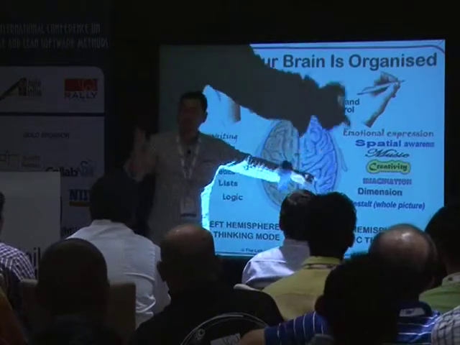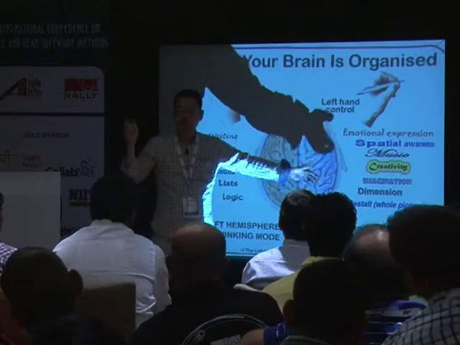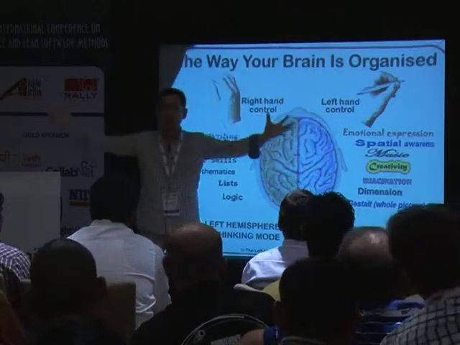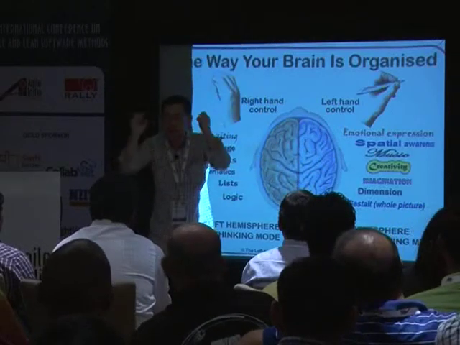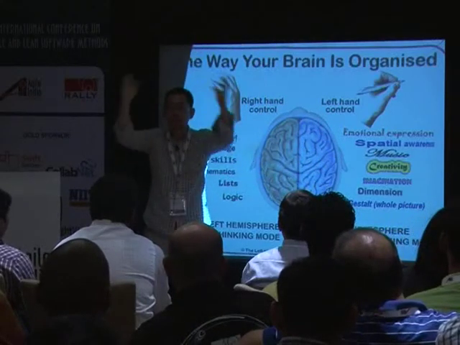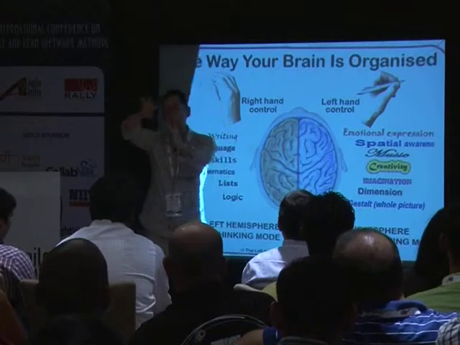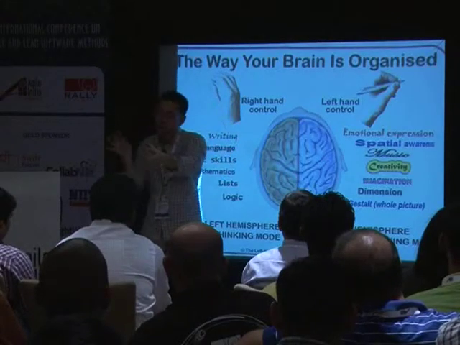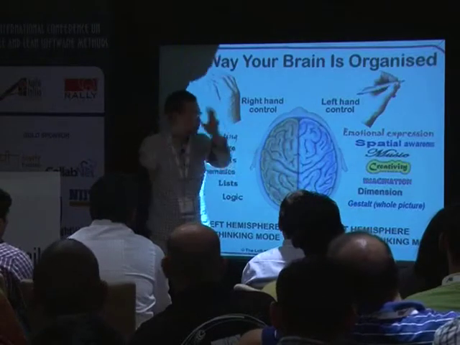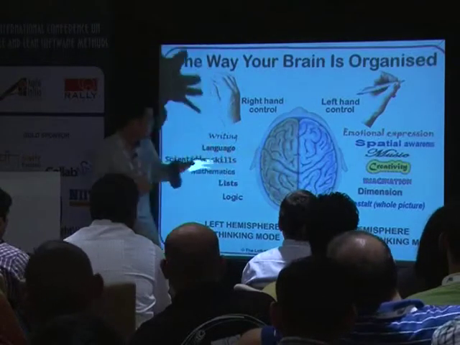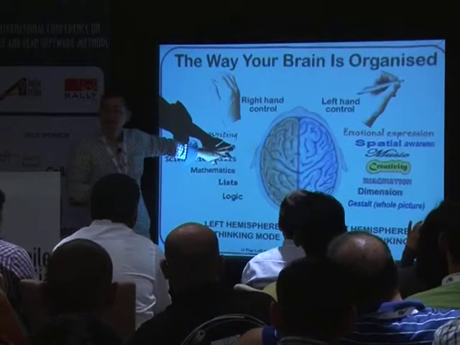And a gestalt. Do you know this word, gestalt? Yes, gestalt is a whole. So you look at things and capture them as a whole, as a picture. It's called gestalt. If something's lacking, you want to fill it up. That's called gestalt. And the left-hand side.